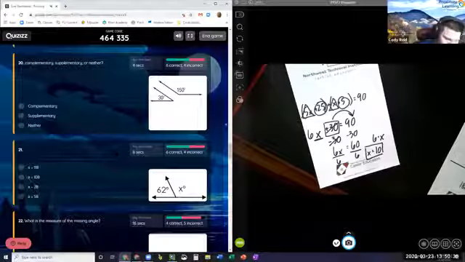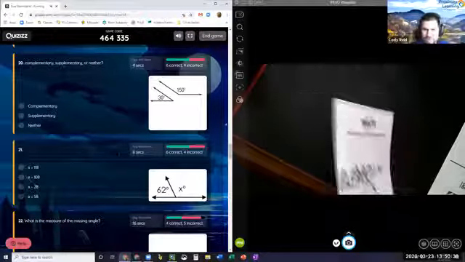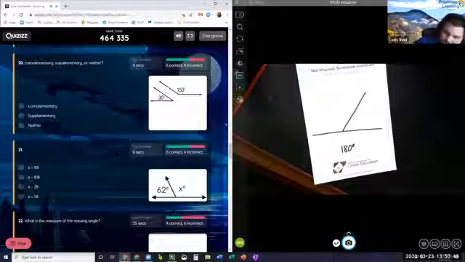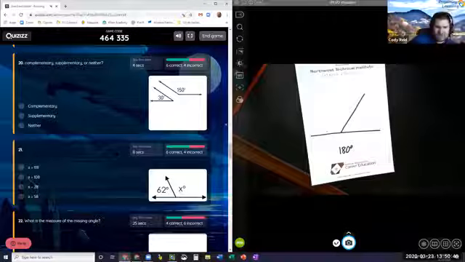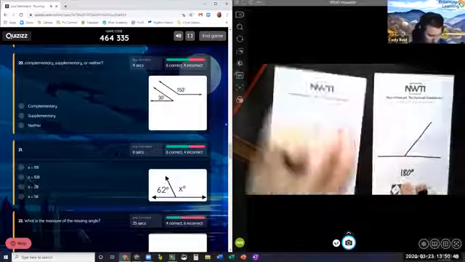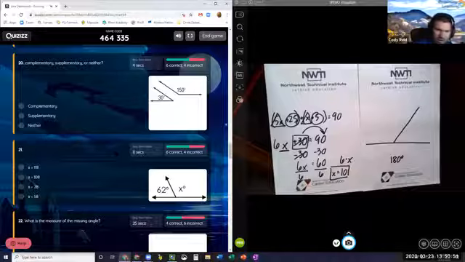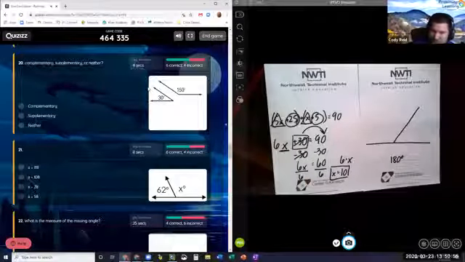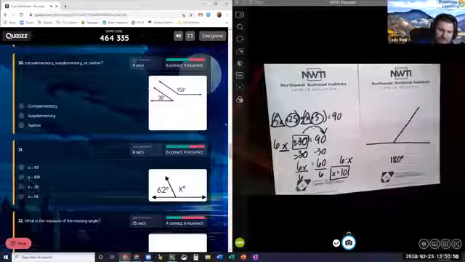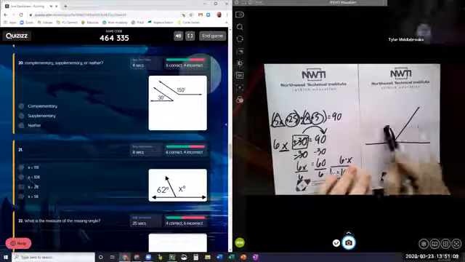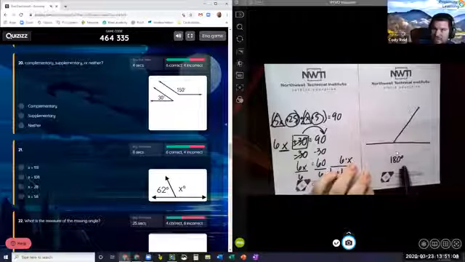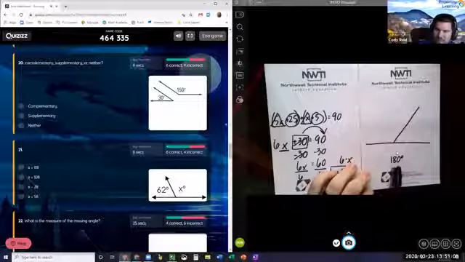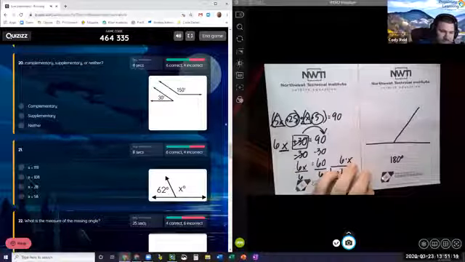All right. So that's complementary angles. When it comes to supplementary, we've already discussed that it equals 180. So similar to complementary angles, if it's supplementary, both angles are going to add up to what? 180.